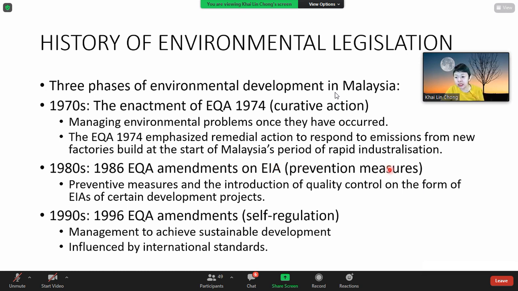Okay, so bila kita kata prevention measures, so kita dah ada kesedaran. Okay, dari 70-an bila masuk ke 80-an kita dah ada kesedaran. Kita tak boleh secara passively, tak boleh kata dah ada masalah baru kita pergi selesaikan. Kita kena buat pencegahan. So we have to start from the prevention. Okay. Preventive measure and the introductions of the quality control on the form of EIA of certain development projects. So that's why kita ada environmental impact assessment.